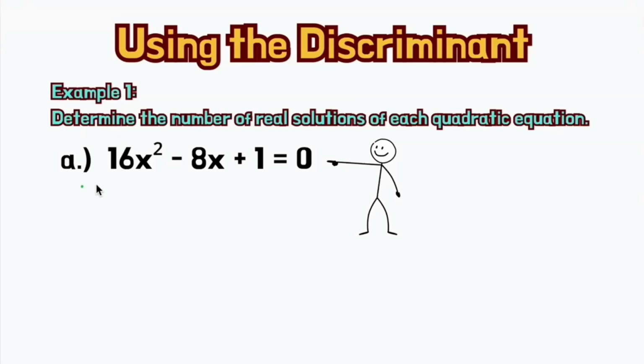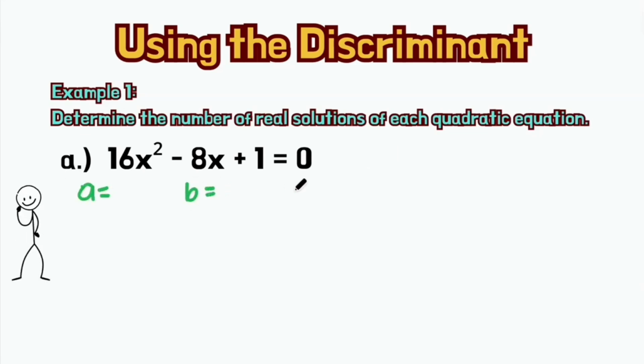Let's have our first example. We have to determine the number of real solutions of each quadratic equation. Here we have 16x squared minus 8x plus 1 equals 0. First things first is to identify if that is in standard form. And that is already in the standard form. And we get to find the a, b, and c.